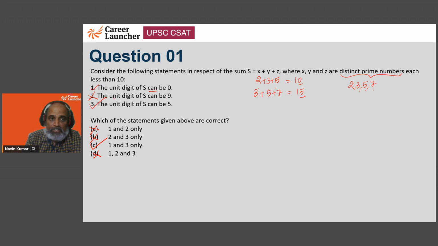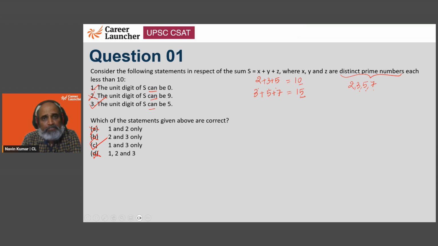So the third statement is true. The unit digit of S can be 5. We just saw that, yes, it can be. Right? So there is no formula here. Since it was mentioned that we need different prime numbers less than 10, we wrote it down and we calculated two of the sums. There are going to be more possibilities.